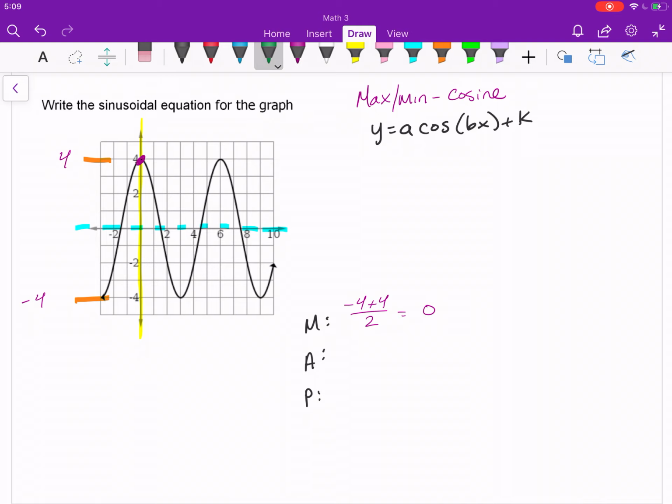Amplitude. Amplitude is just the distance from the midline to the max. So if you subtract the midline from the max, that's one way to do it. This one's really easy though, so it's just 4.